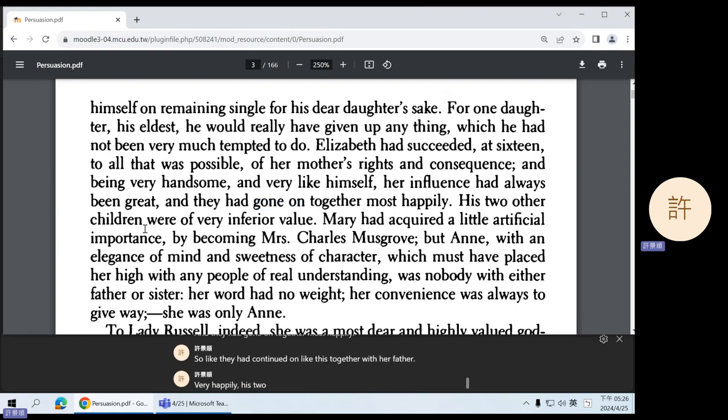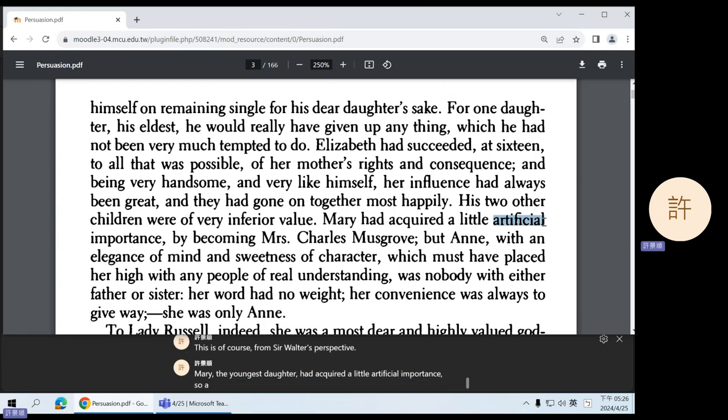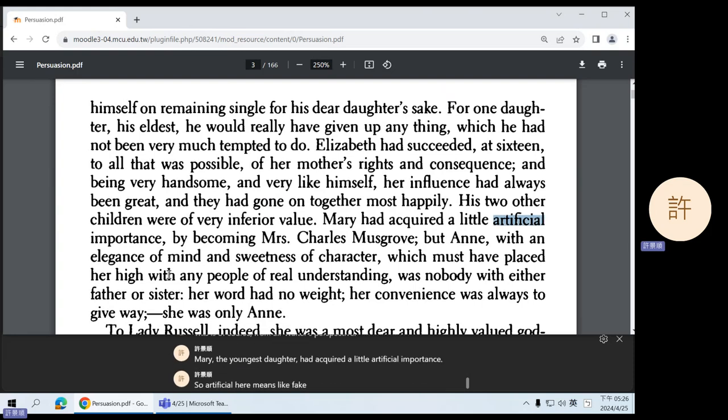His two other children were of very inferior value. This is, of course, from Sir Walter's perspective. Mary, the youngest daughter, had acquired a little artificial importance. So artificial here means like fake. By becoming Mrs. Charles Musgrove, the wife of Charles Musgrove.